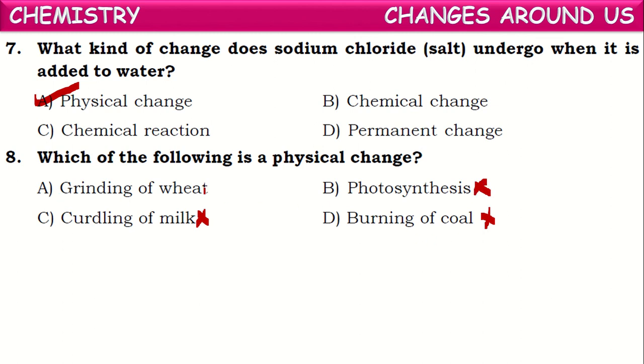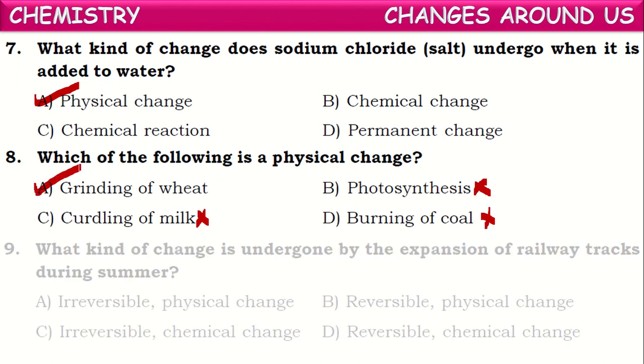What about this grinding of wheat? When wheat is ground, it becomes flour. Even then, its chemical composition does not change. Whatever chemical substances are in the wheat grains, the same chemical substances remain after grinding them also. So no chemical change is observed. Only the physical state is changed. So it is a physical change.